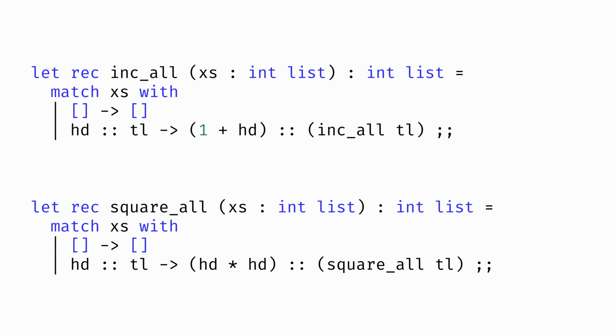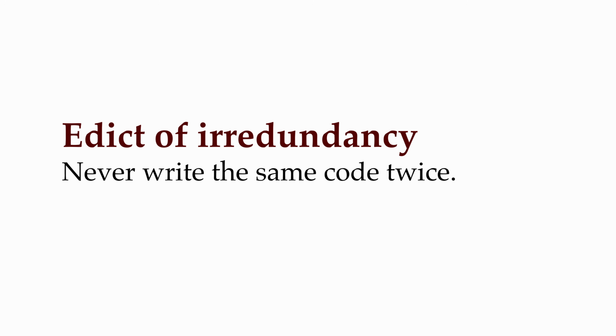They do two different things, but you should notice that these two functions are remarkably similar to one another. Much of the code is actually the same, and we've just written it twice. This leads us to perhaps the most important edict of programming, the edict of irredundancy. Never write the same code twice.